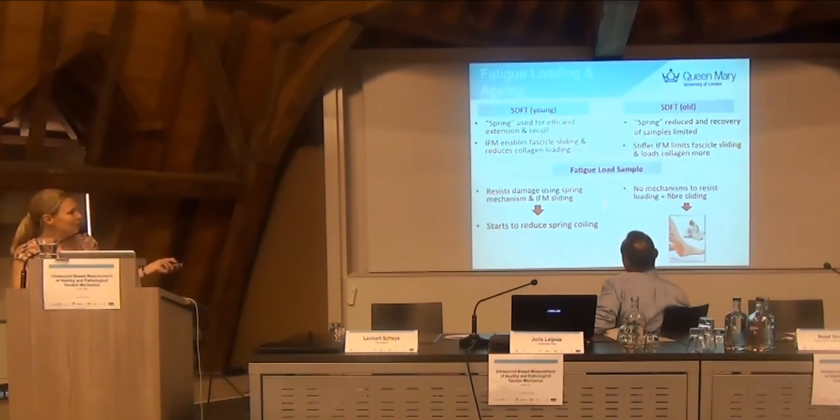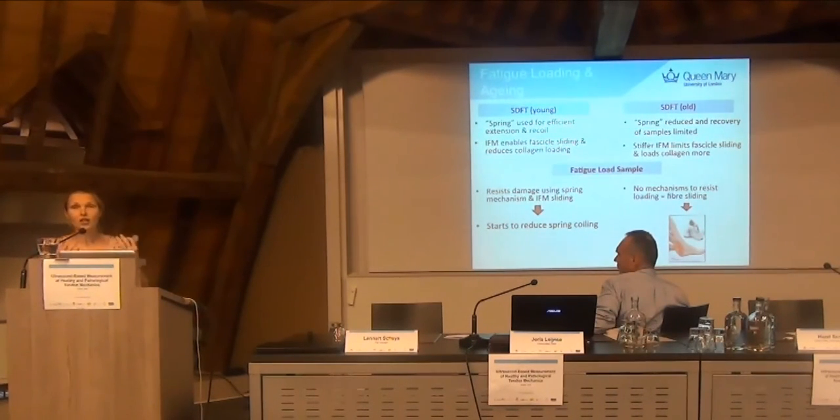You fatigue load a young sample, it kind of seems to cope. It can use the mechanisms, they start to deteriorate, but it can use them and it can cope with that loading. Once you've got an old sample, there seems to be no real mechanisms to resist loading and it resorts to fibre sliding. And I hypothesise that potentially you're starting to see some very localised degrees of damage, localised changes to the cell environment, which is where you might start to see damage in the tissue.